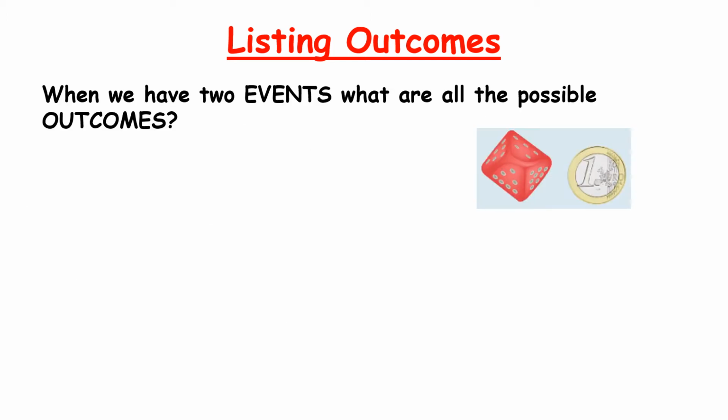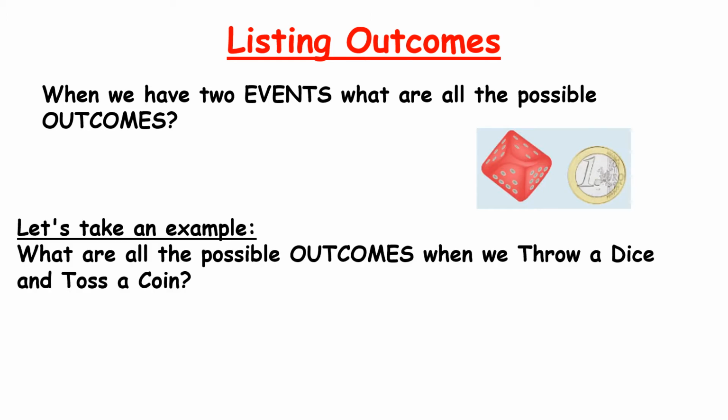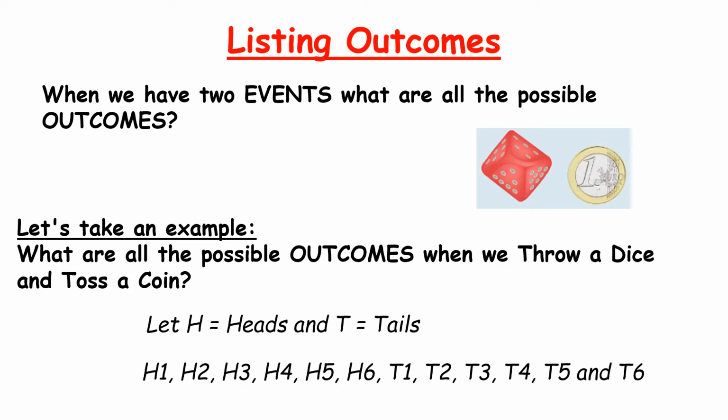So imagine if we then combine the two events. Imagine if we said, well, let's roll the dice and let's toss the coin. What are all the possible outcomes when we do that? We could get heads on the coin or tails on the coin, and we could get a 1, 2, 3, 4, 5, and 6 on the dice. For ease, I'm going to use H to stand for heads and T to stand for tails. So these are all the outcomes.